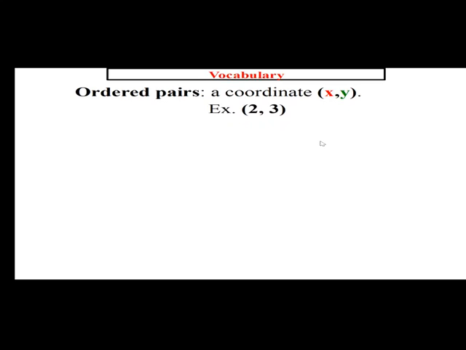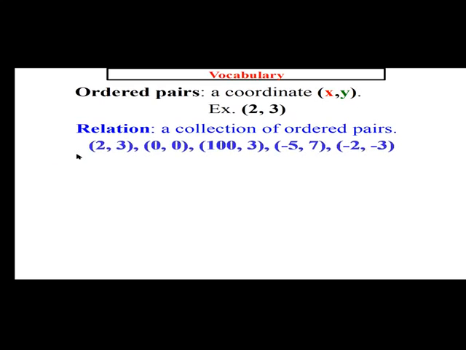Have we been doing these or using these? Yes, Mr. Q, on the warm-up, we graph with these, yes. However, if I was to get a bunch of ordered pairs together, that is known as a relation. Look up to the screen. A relation is a collection of ordered pairs. So if I gave you this collection of ordered pairs, (2, 3), (0, 0), (100, 3), (-5, 7), and (-2, -3), all these together is known as a relation. All it is is putting together a lot of points, a lot of ordered pairs, a lot of coordinates all together, and it's known as a relation.